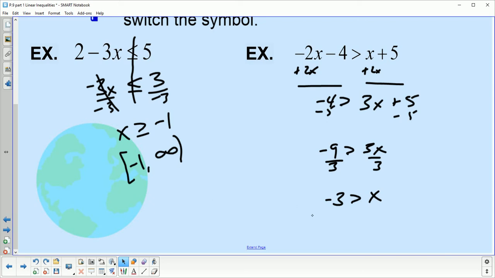And now also I'll say one other thing here. A lot of us don't like when we have x on our right side. It's kind of hard for us to read, and that's perfectly fine. You can switch so that you get x and negative 3 on the other sides. In this case, then we need to actually switch our symbol. So we have x is less than negative 3, which means we go from negative infinity, writing this in interval notation, up until negative 3, and we have a parenthesis this time because it does not include negative 3.